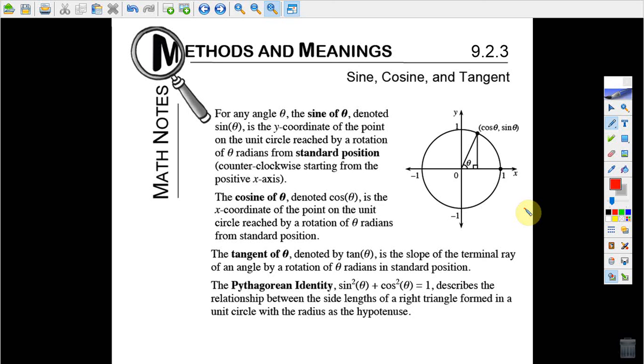Alright guys, welcome back. We're in section 9.2.3. We're recapping sine, cosine, and tangent and its relation to the unit circle.